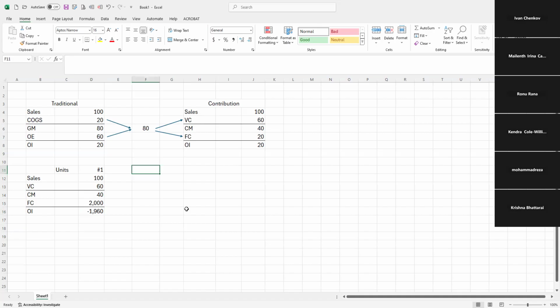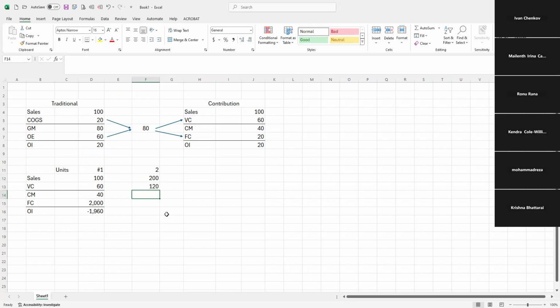Let's see what's going to happen if we sell 2 units. If we sell only 2 units, let me put a 2 here. My sales will jump, obviously, to $200. What's going to happen with my variable costs? Well, they're also going to double. What will be my contribution margin in this case? Also going to double.